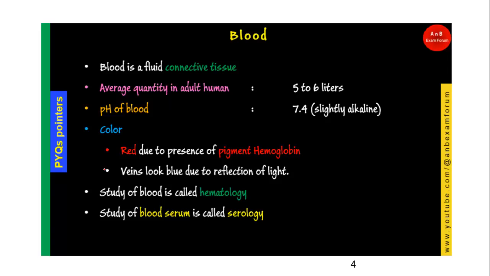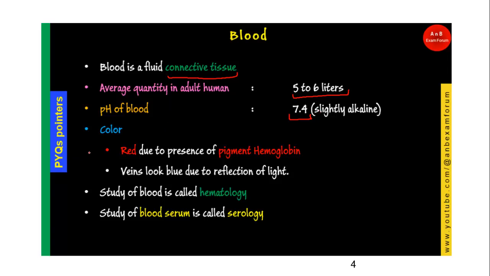A similar pointer we have seen in our theory class, where we studied that blood is basically a connective tissue which is fluid in nature, and we saw facts which are generally asked in the exam. The average quantity of blood in an adult human is 5 to 6 liters. It is different in male and female, but the normal range is 5 to 6 liters. And the pH, as we have seen, is slightly alkaline, near 7.4.